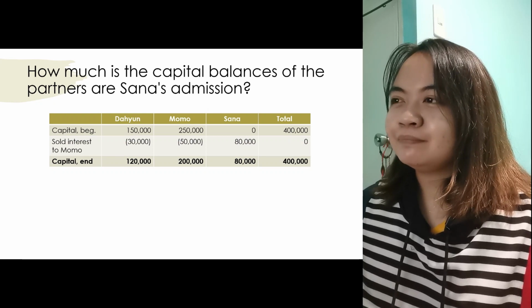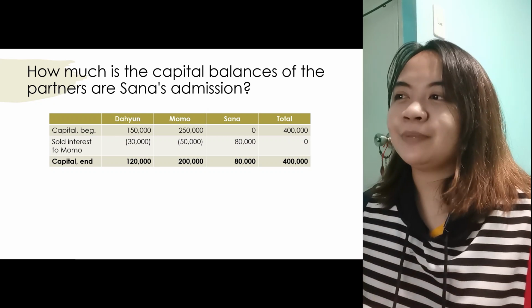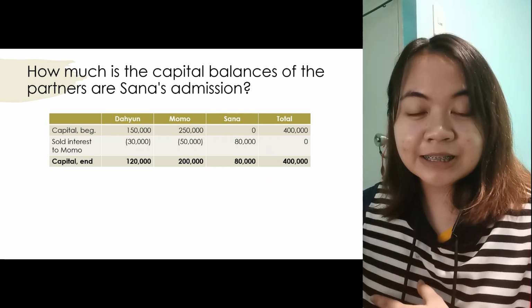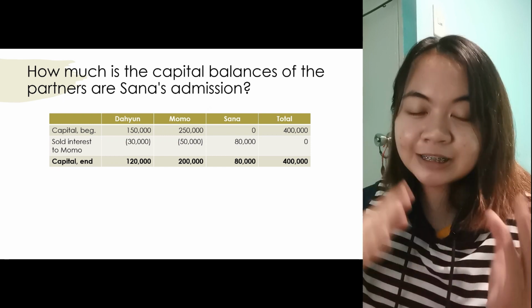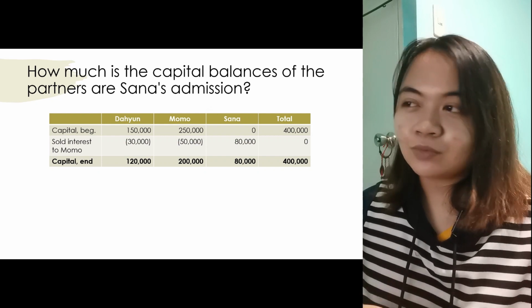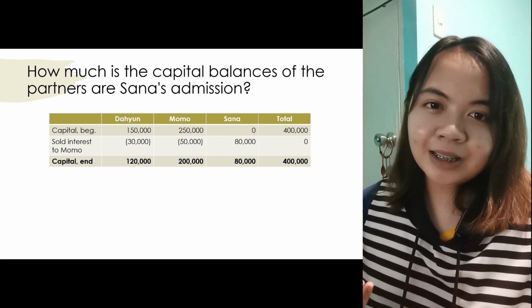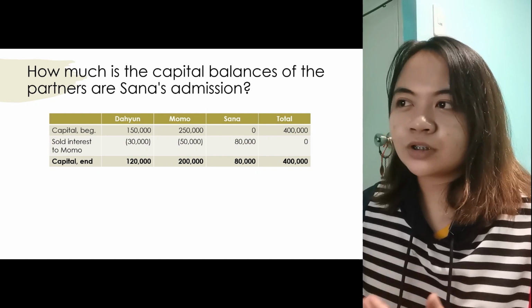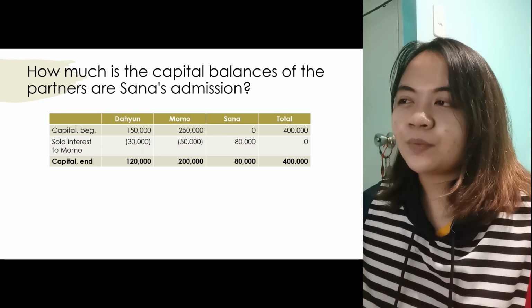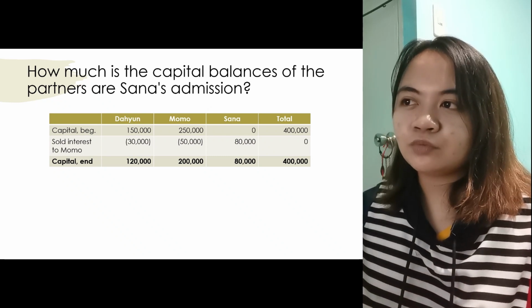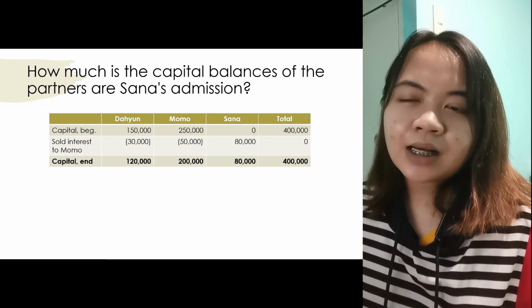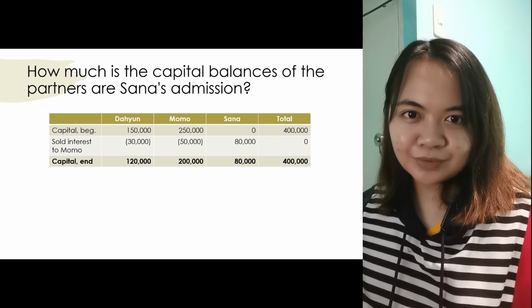Okay? How much is the capital balances of the partners after Sana's admission? So, you have capital beginning of Dayon and Momo, 150 and 250. Ma'am, hindi na po yung adjusted balances kanina before the revaluation, no. Yung adjusted capital na after the revaluation, yung ilalagay mo, that's 150 and 250 for 400 total. And then, deduct mo na yung binenta nila kay Sana, which is 30 and 50. And then, kay Sana, credit mo 80. And then, the new capital balances of the partners is 120 for Dayon, Momo 200, and Sana for 80. A total of 400,000. Nagbago ba ang total capital of the partnership? Hindi. Okay? So, yeah.